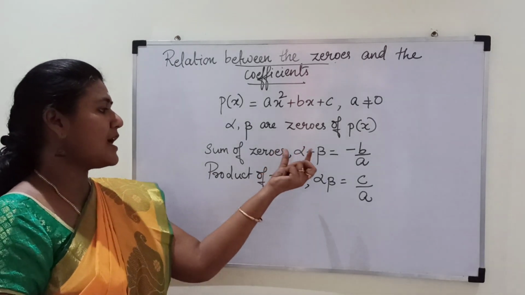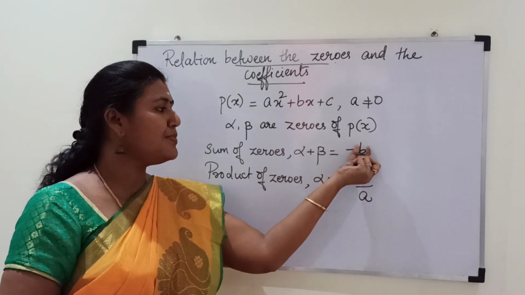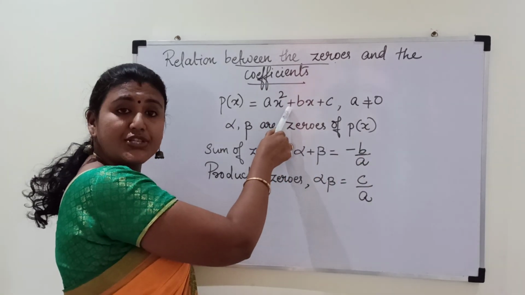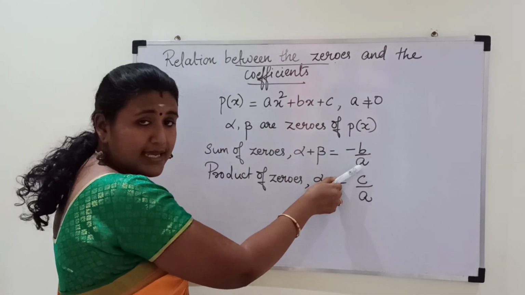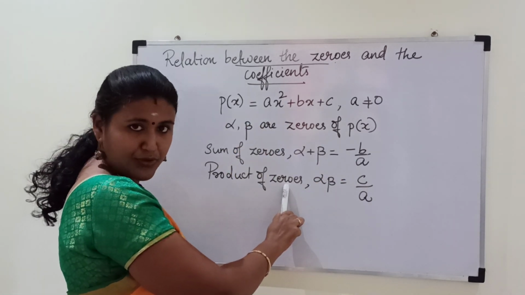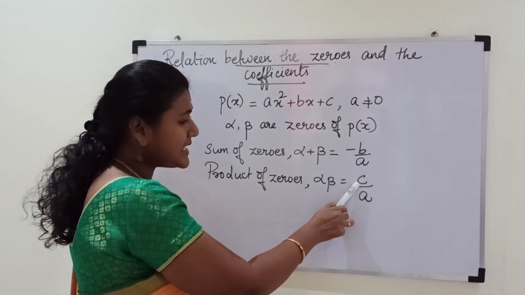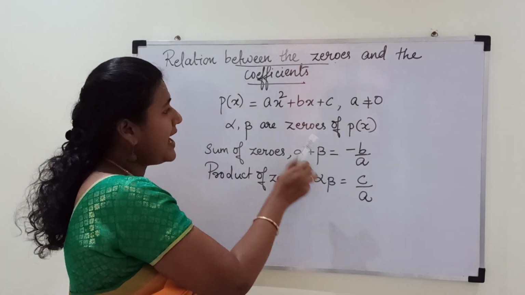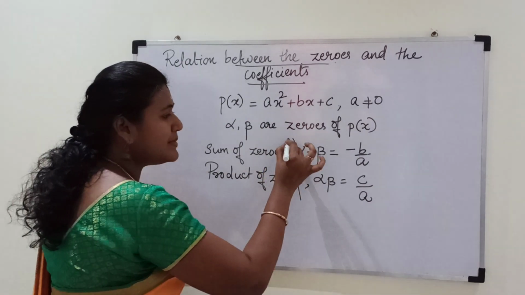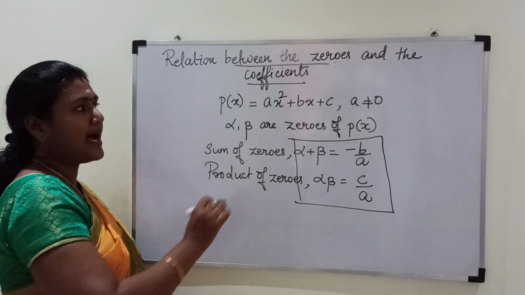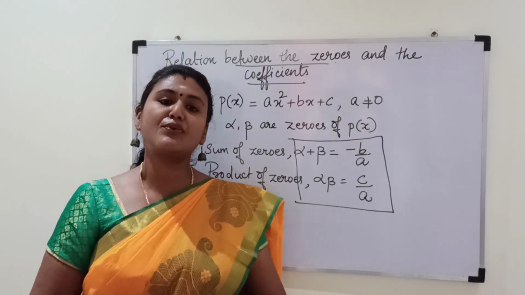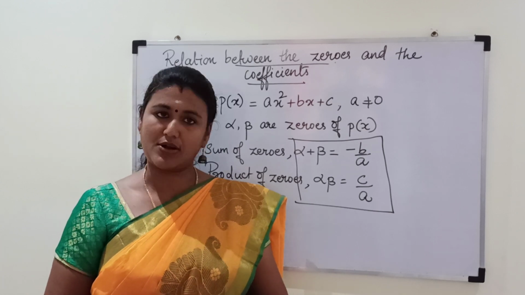Here if you see, sum of zeros equal to minus b by a. What is this b? b is nothing but the coefficient of x, and a is the coefficient of x square. The same way, product of zeros, alpha beta, here c is the constant term and a is the coefficient of x square. So this is the relation between the zeros and the coefficients of a polynomial. Now we will solve few questions based on these concepts.